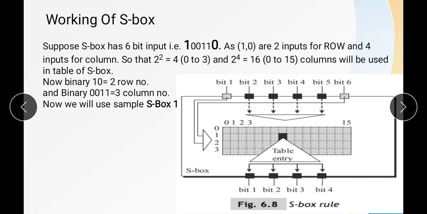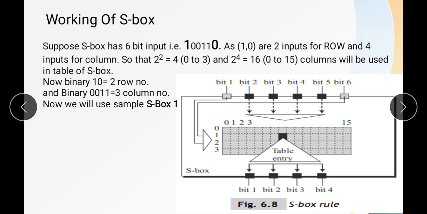Now the first and last bits will be used as the row and the rest of the bits will be used as the column. The combination of 1 and 0 will be considered as 2 in binary, so 1 0 equals 2, which shows the second row. And 0 0 1 1 equals 3, which shows the third column.